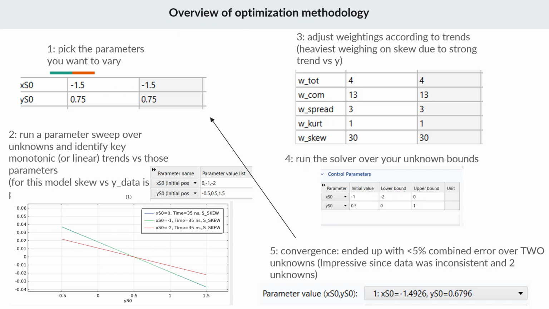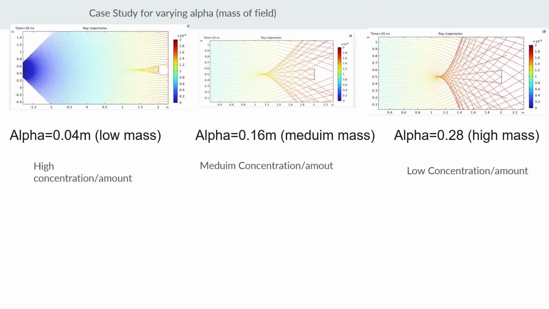Then you run the solver over your unknown bounds, and then you get convergence, which ended up being within 5% over two unknowns. That is impressive since the data was inconsistent, and we're working with two unknowns and two variations of parameters, which exponentially increases the complexity and makes the regions much harder to converge on.